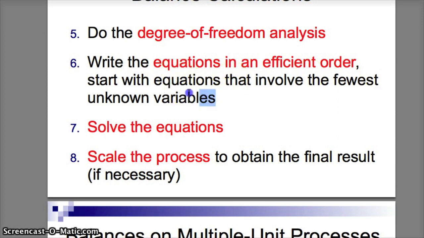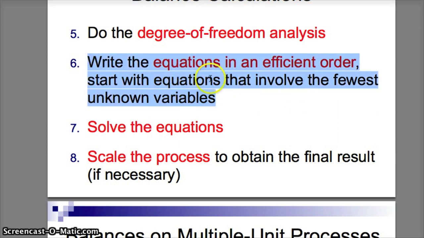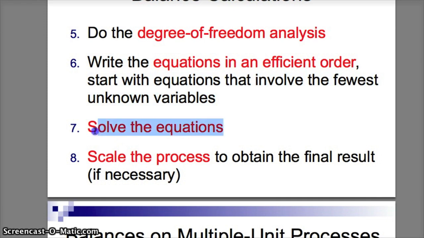Next is to write the equations in an efficient order. Start with the equation that involves the fewest unknown variables. In an equation, sometimes you can get up to 3 unknown variables, while some other equations already solve themselves, so you have to practice on that. And the seventh one is to solve the equations. You have to solve multiple equations, multiple solves, what they call it, I can't remember, but yeah, solve the equations.